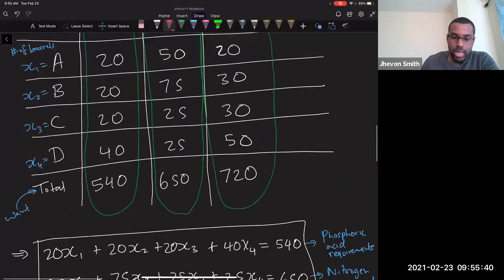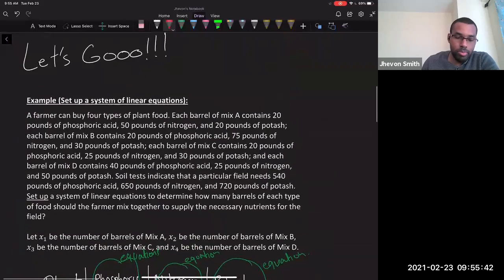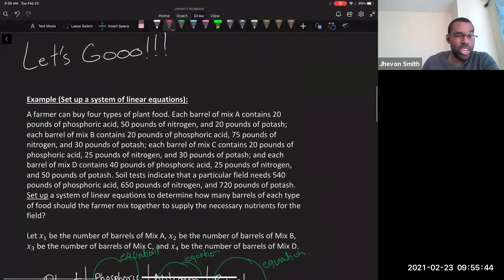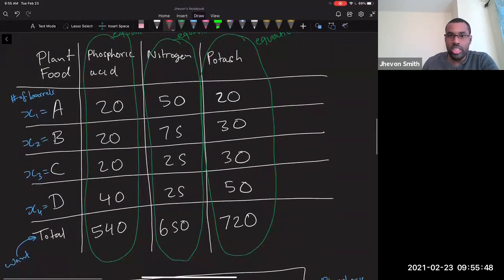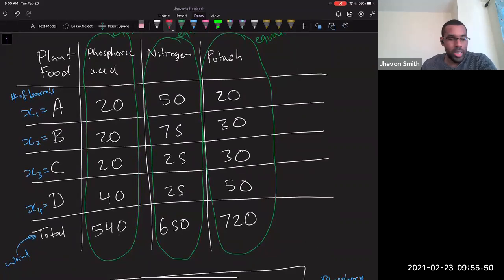So yeah, but that's how we can do this. You read a problem. One thing to do is to make sure that you fully understand the problem, where everything is going to go. So you can summarize your data somehow. Because so much data was given here, I thought a table would be nice. So I summarized it in a table, and then I set up an equation for each column of that table. So I could talk about the phosphoric acid, the nitrogen, and the potash content all in different equations.